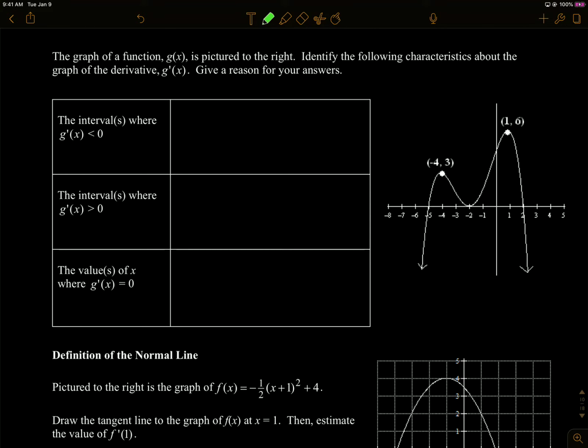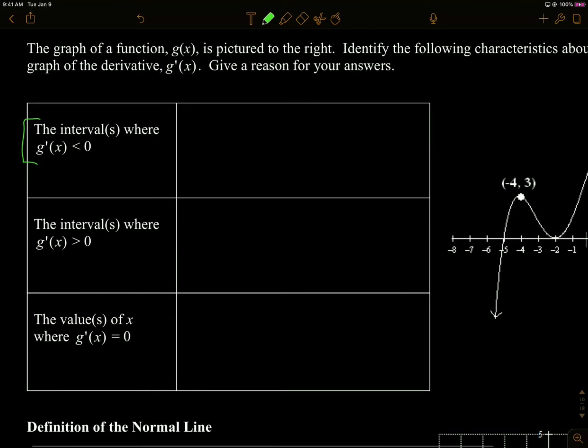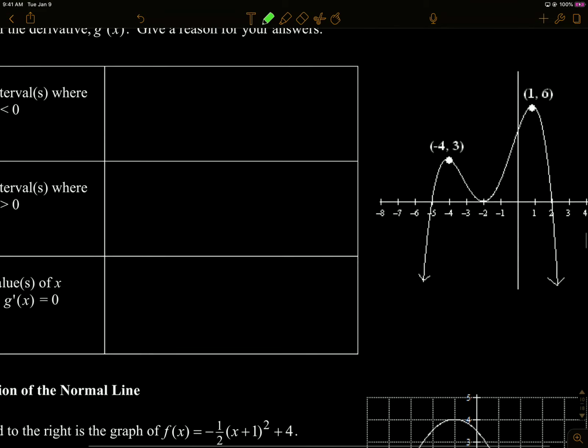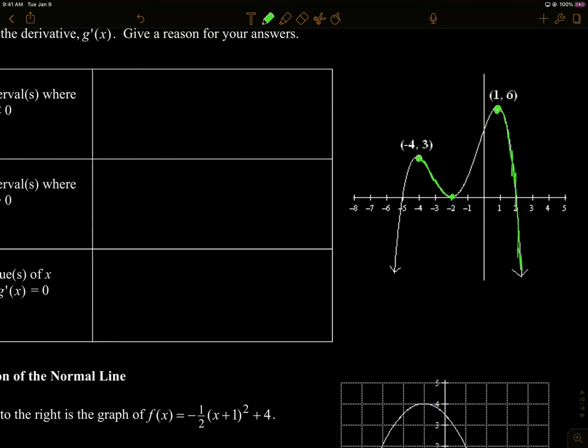So here we have a graph of the function g. And based on this graph, we want to make inferences about the derivative. The inference we want to find out here is, on what intervals is the derivative negative? Well, we know the derivative is negative anytime the graph is going down or decreasing. So that's going to be between this relative maximum and this relative minimum, and then again from this relative maximum down forever as x keeps going to infinity.